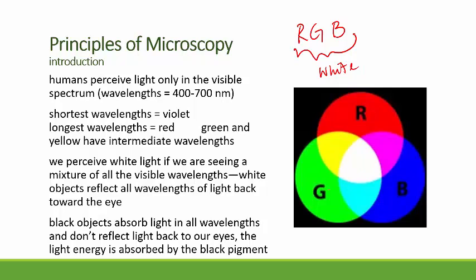When just red and green are activated, then we see yellow. If red and blue are activated, we see purple. And if green and blue are activated, we see this light greenish blue sorts of colors. Okay, so that's how we perceive color.